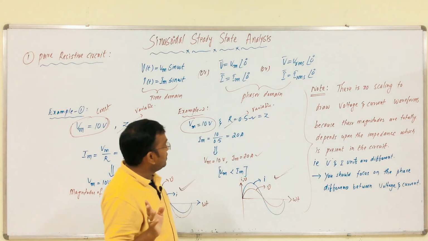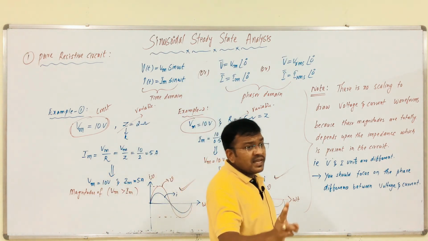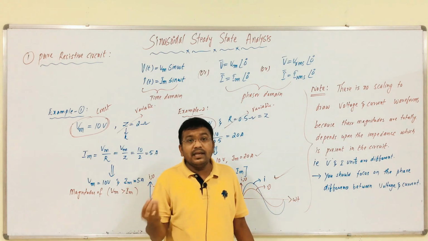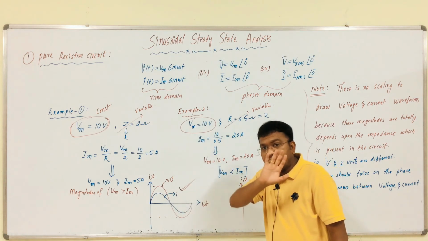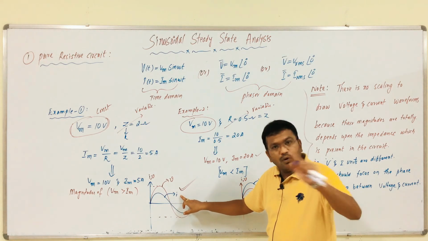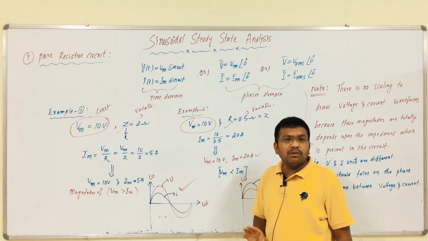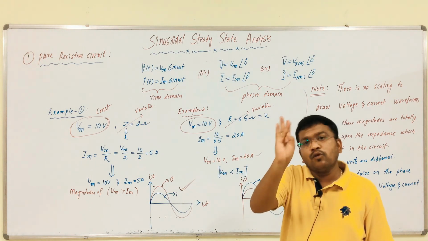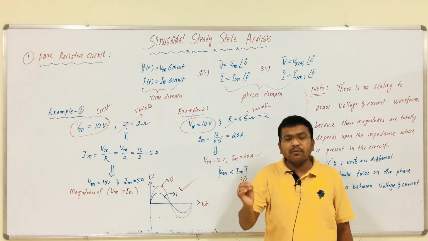This is the first point. The second one is what? You have to focus more on the phase displacement between two quantities, not on their magnitudes. There is no scaling to draw the waveforms depending upon their magnitudes, whether it is voltage or current, whichever is more, no problem at all, but you should concentrate on the phase displacement between those two, whether it is a pure resistive circuit, pure inductive circuit, pure capacitive circuit, or whatever the circuit may be. That is it. So, this is the concept of the pure resistive circuit.